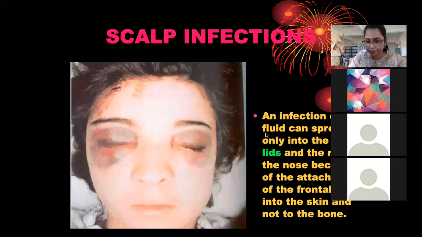Excuse me, ma'am, I wanted to ask you, the safety valve hematoma is different from black eye, and when the safety valve is damaged or disrupted, that time you get black eye, right? Yes, because the fourth layer acts as a safety valve. When that layer is damaged, that time we get black eye, right? Yes.